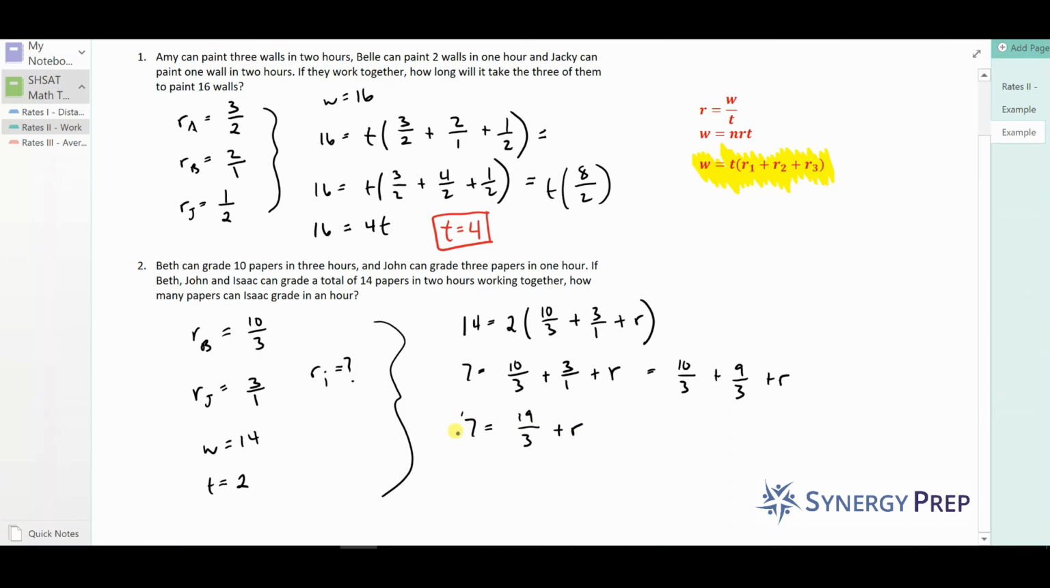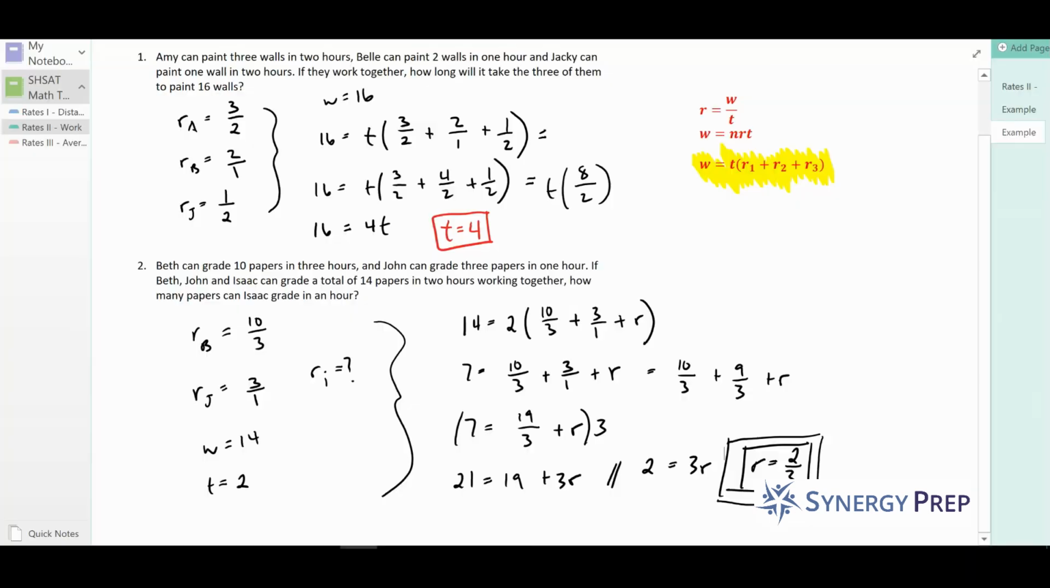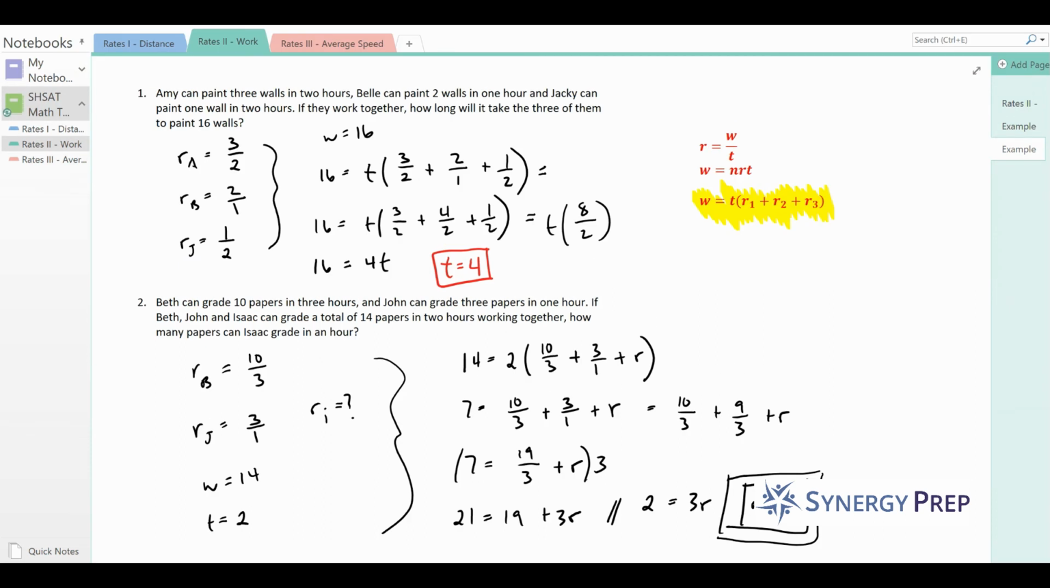Multiply both sides by 3. 3 times 7 is 21. You have 19 here. You have 3R, right? Rules of distribution. So 21 subtracted by 19 will give you 2 is equal to 3R. Divide both sides by 3, and R is equal to 2 over 3. So in 1 hour, Isaac can grade 2 over 3 papers. Bravo. And that's it, everyone.